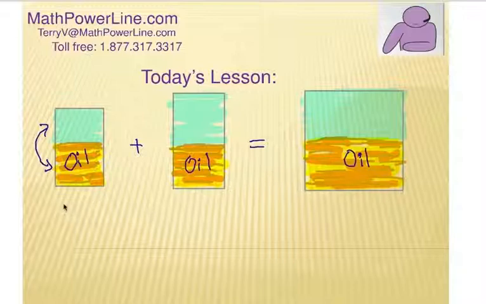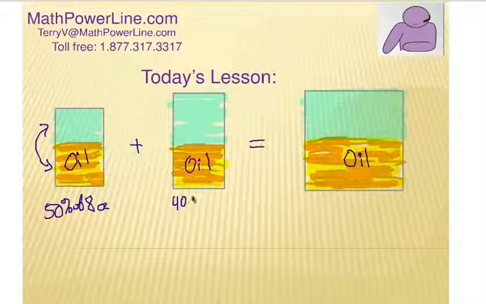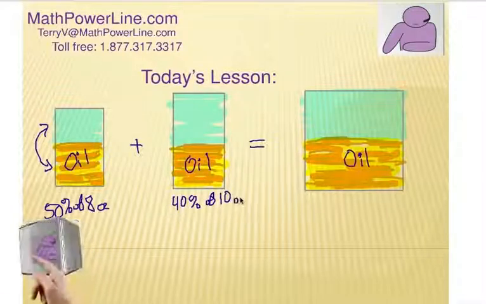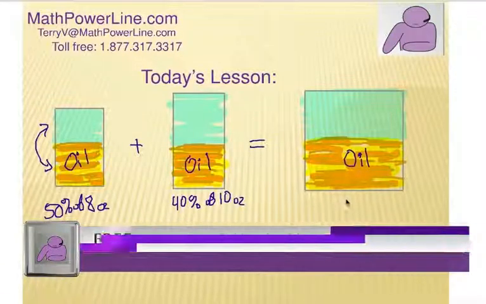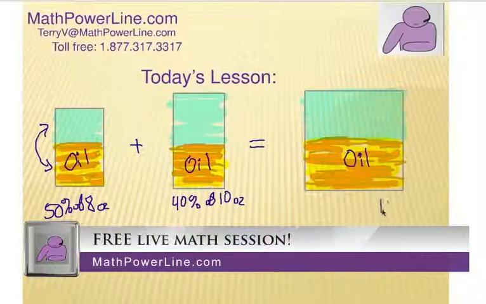So the idea is in this first container it's 8 ounces, and 50% of it is oil. So 50% of the 8 ounces is oil. In the second example I have 40% of, in this case, 10 ounces. So when we put it together we're going to have 18 ounces, aren't we?